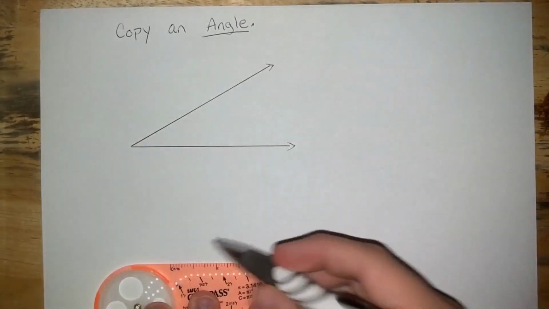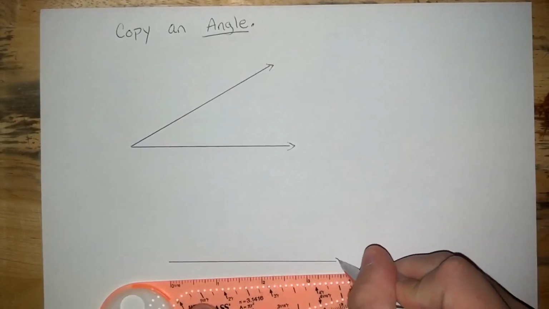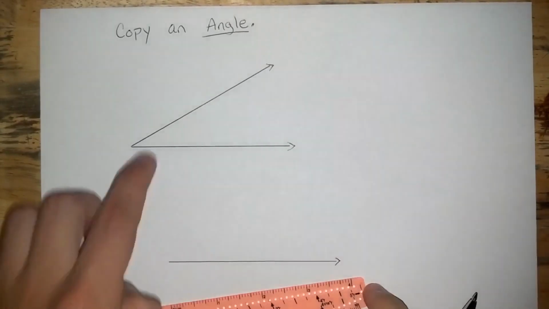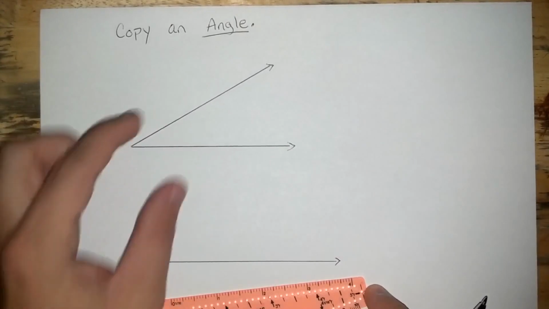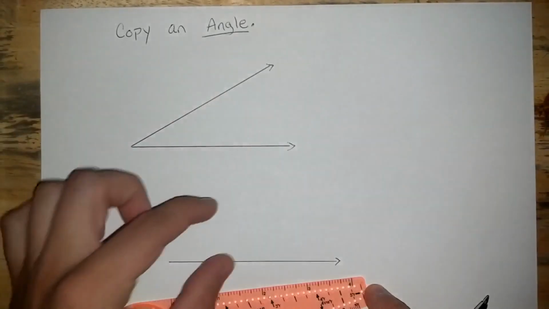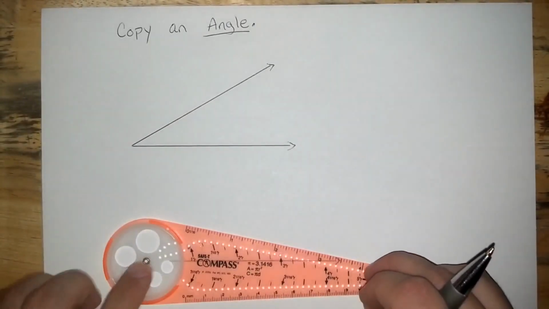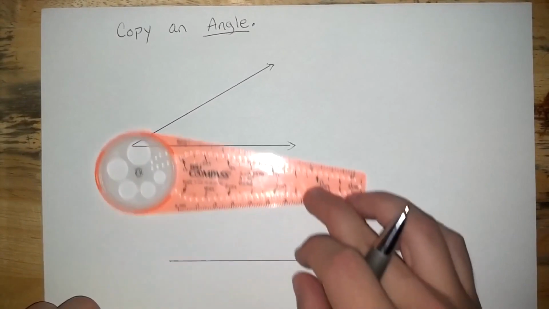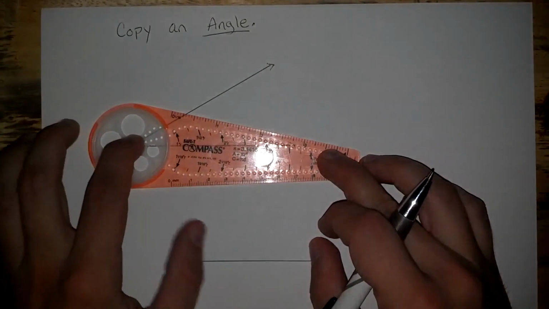Next, go ahead and use your safety compass and create a ray that will act as one of the sides for your angle. Right here, I've created basically one of the sides for my angle. Next, we have to figure out how big this gap is so that we can recreate it down here. The first move, go ahead and line up the brass ring on your safety compass with the vertex, or the corner here, of your angle.